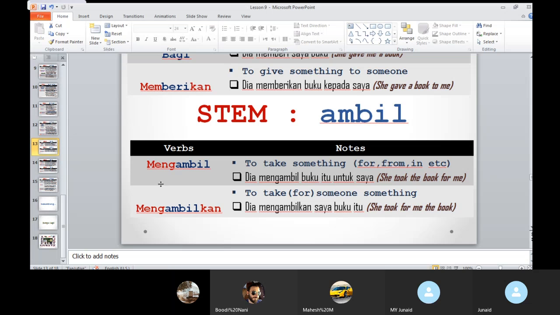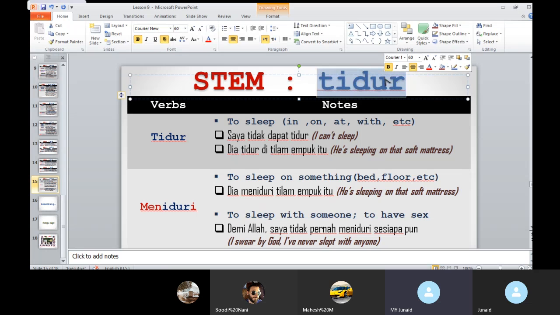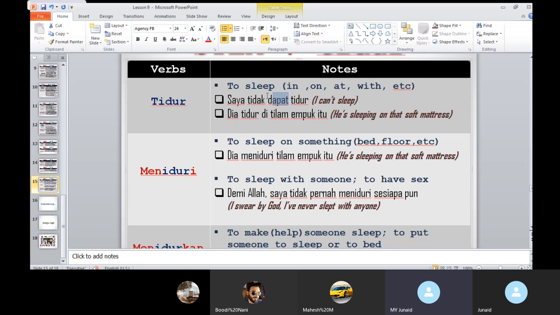And the last one, tidur. Tidur means to sleep. So there's no conjugation, just use tidur to sleep. Saya tidak dapat tidur. I can't sleep. Dia tidur di tilam empuk. He's sleeping on the soft mattress. Dapat means to be able to, can. I not can sleep. So I cannot sleep.